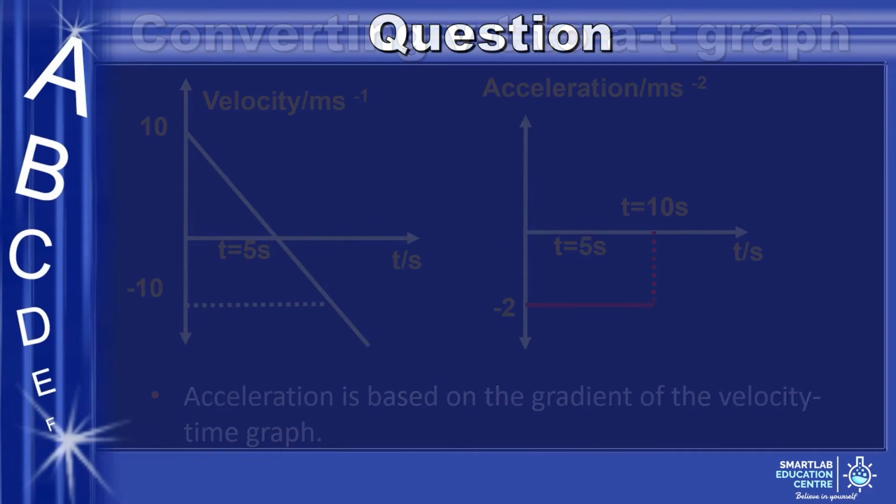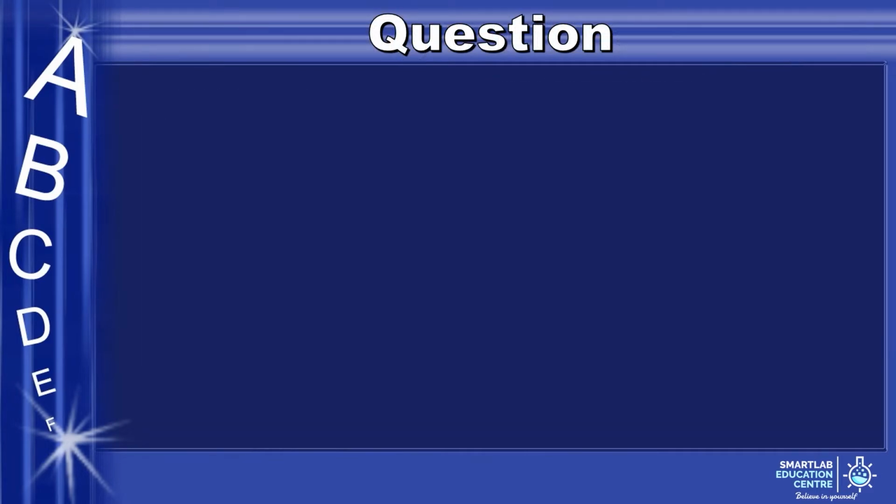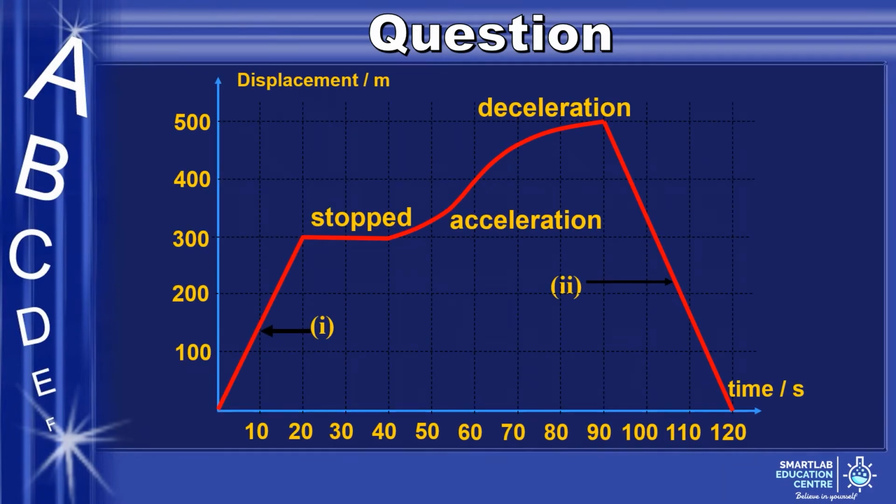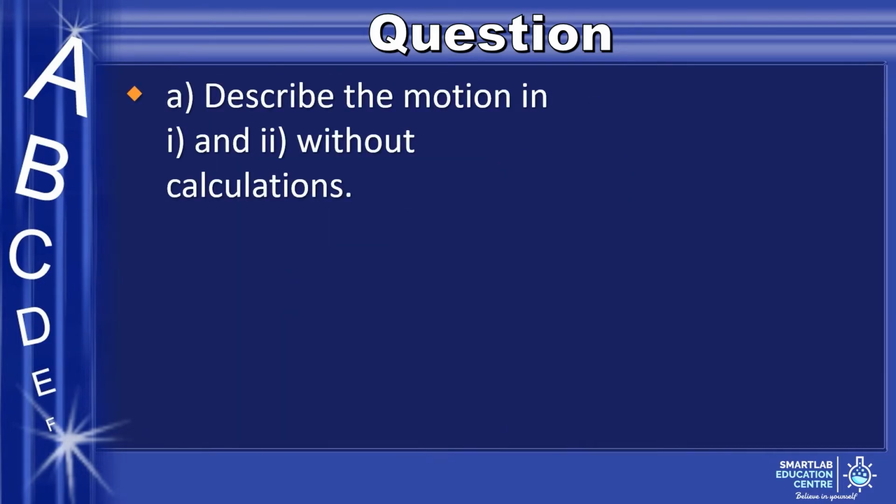Let us try some questions on graphs to learn how to interpret the graph. Here is the following displacement-time graph of the object. Describe the motion in these two scenarios without calculations.